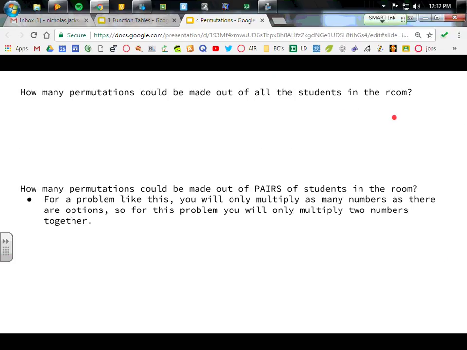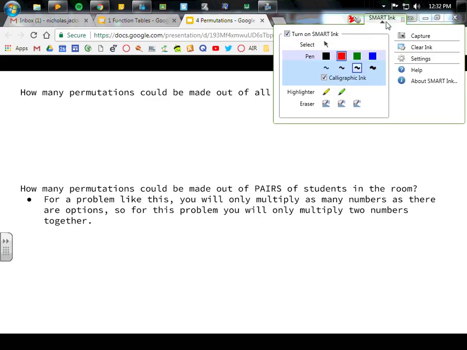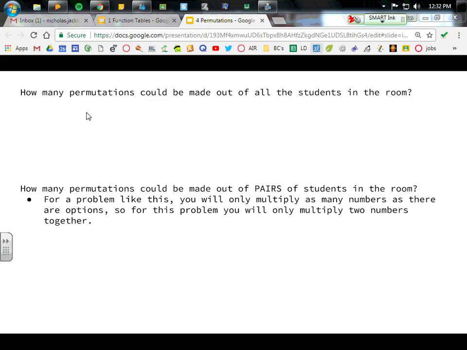All right, here's a couple more examples. How many permutations could be made out of all the students in my classroom? We have 11 students in my classroom. So if I was coming up with all the total different ways I could arrange all 11 students, say for my seating chart, how many permutations would that give me? All right, so for my first option, I've got 11 students to choose from. And for my second option, I've got 10. For my third, I have 9, and so on.